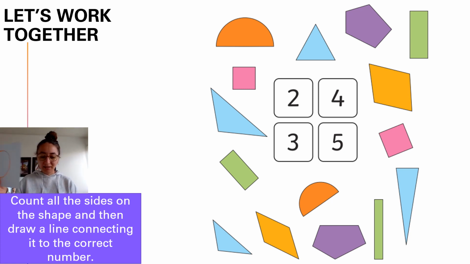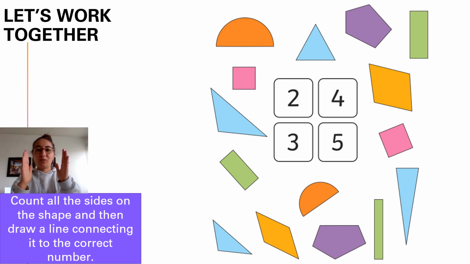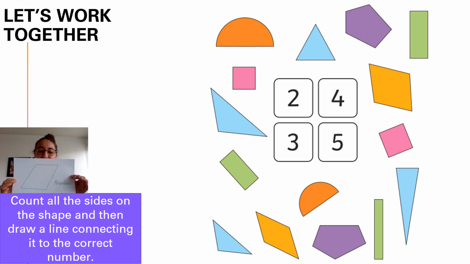Okay, now we've got a new shape. We have the rhombus. The rhombus looks like a square that's gone, there we go, the rhombus. Rhombus kind of resembles the diamond as well. So please don't get confused with diamond and rhombus. When we look at our rhombus, we can see there are 4 straight lines on the sides.